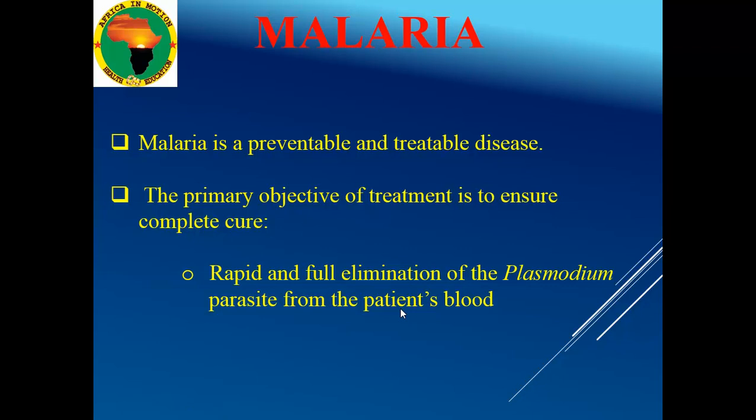Malaria is a preventable disease. It is treatable. So the primary objective for treatment is to ensure the complete cure. We don't advise people to cut treatment once they have started, because to have resistance is not good as well. So the rapid and full elimination of the Plasmodium falciparum, the parasite, from the patient's blood is the highest objective to follow.